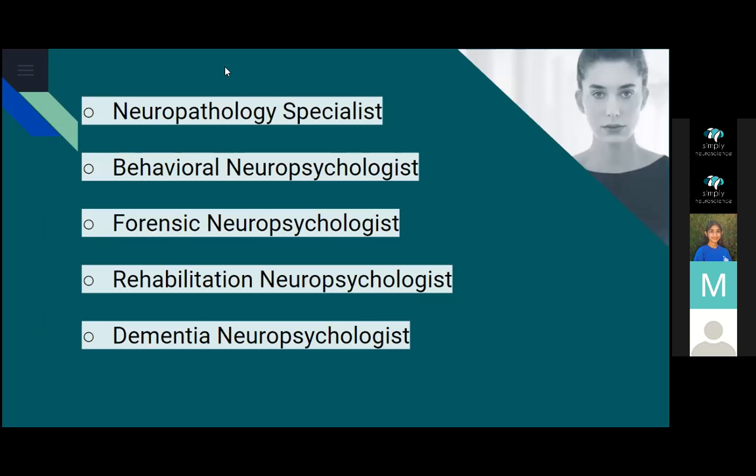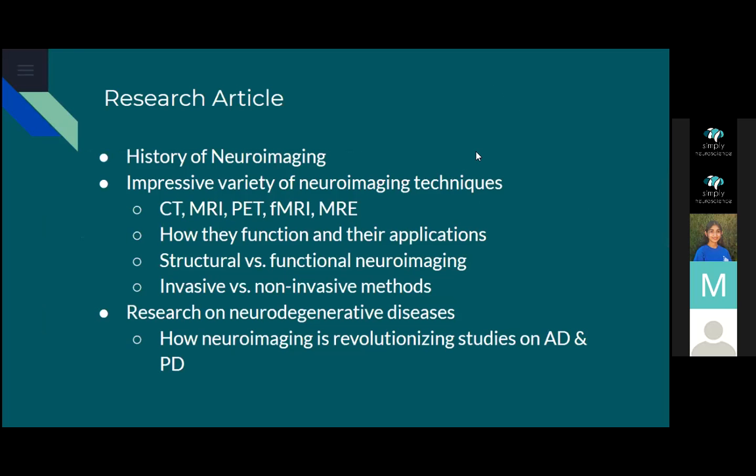To continue with more career pathways in neuroimaging, you can become a neuropathology specialist, a behavioral neuropsychologist, a forensic neuropsychologist, a rehabilitation neuropsychologist, and a dementia neuropsychologist. So this shows that there are many different applications for neuroimaging in the medical and engineering fields. Next slide.